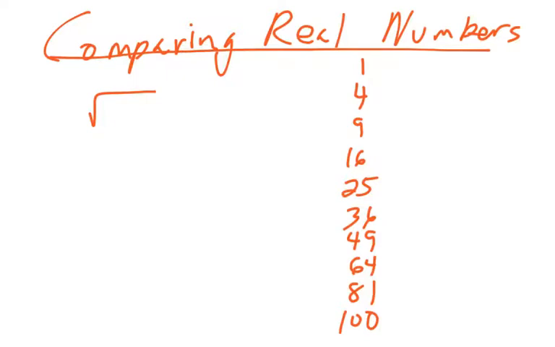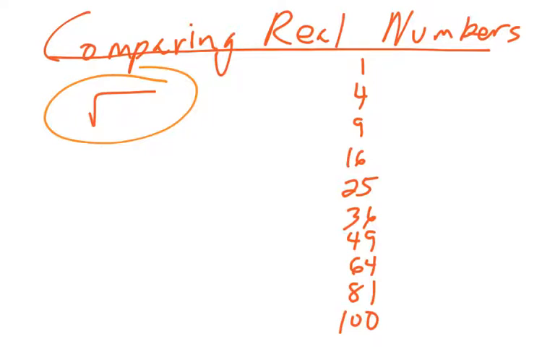Today we're going to talk about comparing real numbers and graphing real numbers. Before we get to that, first I want to talk about square roots. So a square root is indicated by this symbol right here. It kind of looks like a check mark combined with a division sign.